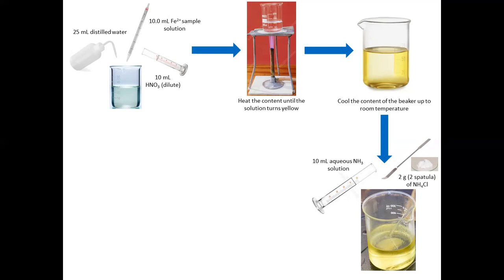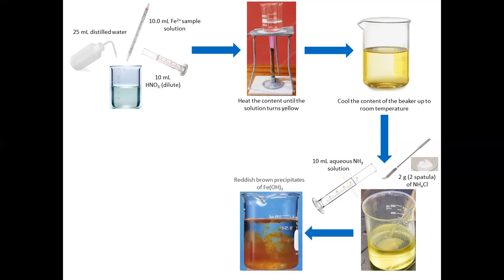So here you can see that Fe+3 ferric ion present in the solution will react with the ammonia solution NH3 or NH4OH in the presence of ammonium chloride NH4Cl to form reddish brown precipitates of Fe(OH)3, which is ferric hydroxide.